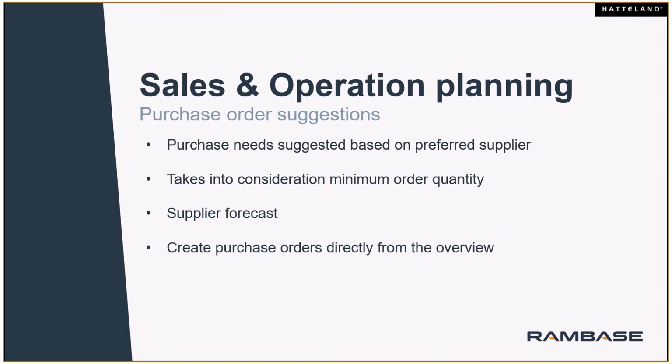The last step in the process is going through the purchase order suggestions, where the net quantity of purchase requirements is considered as suggested purchase quantity. But the suggested purchase quantity will also take into consideration any minimum order quantity and package quantity and make necessary adjustments.